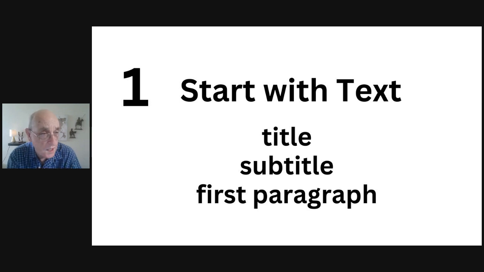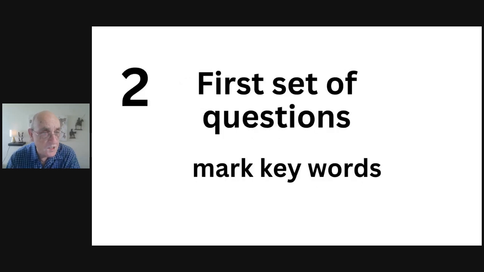You want to look at the title, and if there's a subtitle, you'll look at that. And then you'll take a look at the first paragraph and the first paragraph only. And once you've done these 3 things, the title, subtitle, and the first paragraph, you'll already have a good idea and you'll start to become familiar with what the text is about. And once you've done these 3 things, then you move on to the second step, which is to look at the first set of questions.